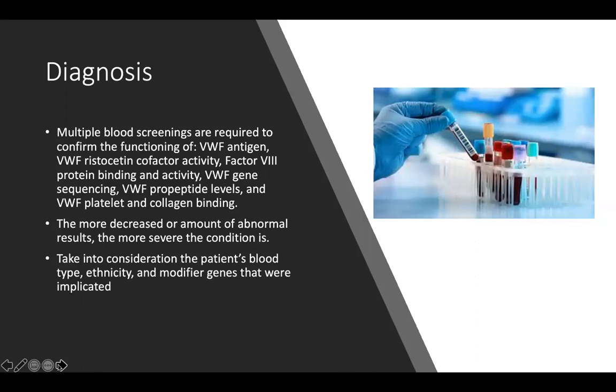With these diagnostic tests, which are pretty much all blood screenings, they each result in a deficiency or low range and will indicate if a patient has von Willebrand's disease. So the more decreased or the more abnormal results, the more severe the condition can be. And there are different types and subtypes of von Willebrand's disease due to the results confirmed from these screenings. When screening the von Willebrand factor gene and protein, it is important to also take into consideration the patient's blood type, ethnicity, and modifier genes that were implicated.